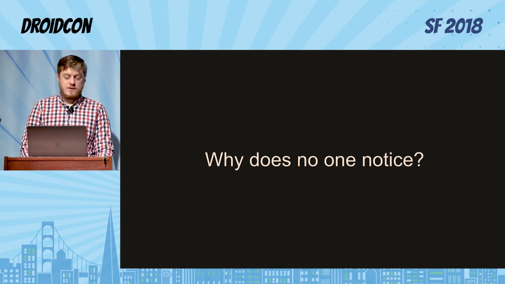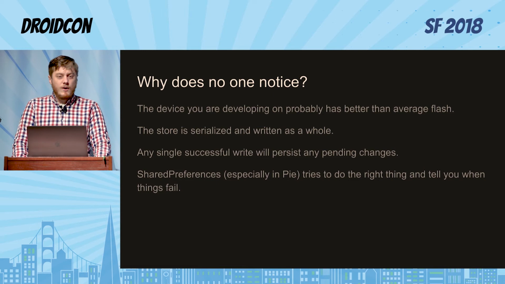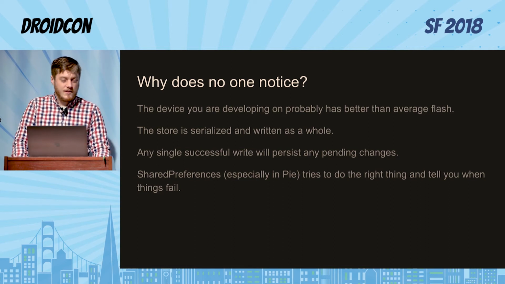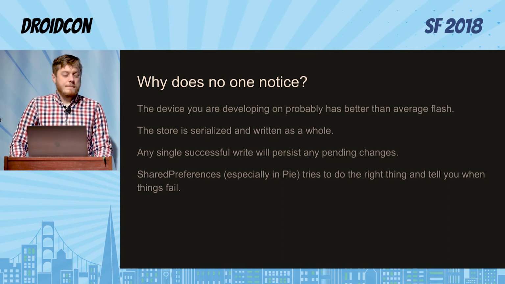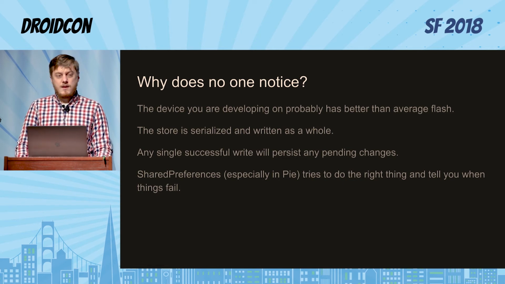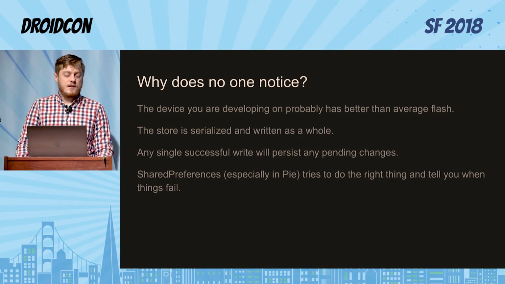So why does nobody notice this? Well, most developers are using pretty new devices that have good flash and are not developing on a Xiaomi knockoff Android device that doesn't even have the Play Store and has really, really bad flash. As I said earlier, every time there's a write, the whole store is serialized as one and fully written out, so that can mask failures. Therefore, any successful write will persist any pending changes. And then also, if you are using .commit on your SharedPreferences, in Android Pie they added more cases where commit will return false appropriately.